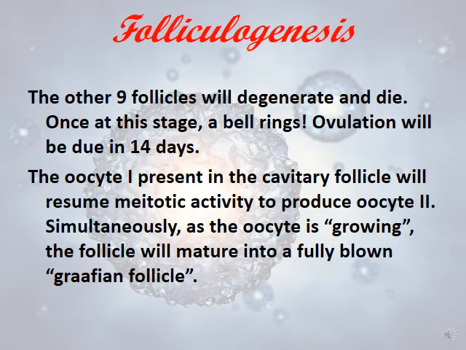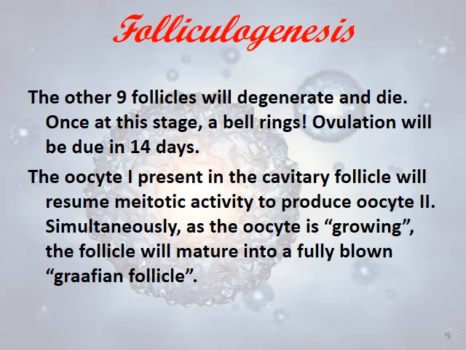Let's continue with the process of follicular genesis. We said that only one of these 10 follicles will be the best one and will continue. What will happen to the other nine follicles? They will degenerate and die. Once at this stage, ovulation will be due in 14 days, like a bell ringing.